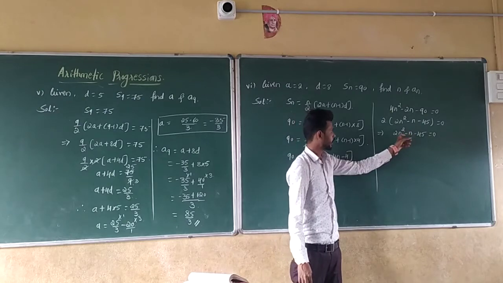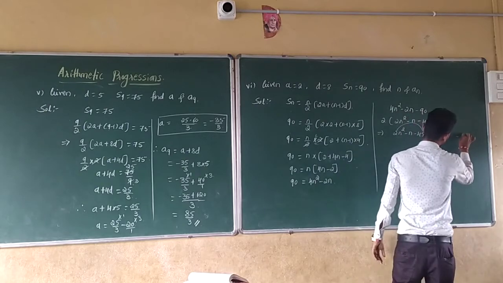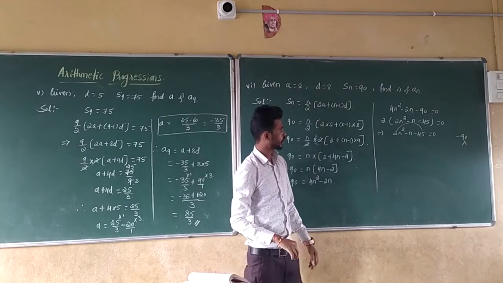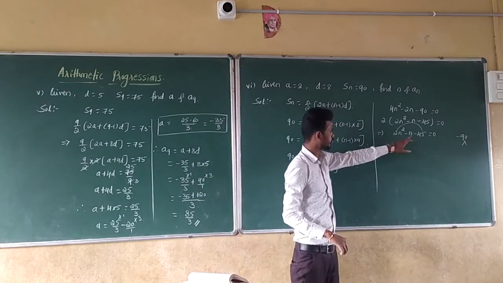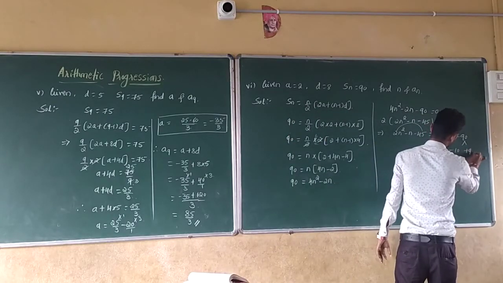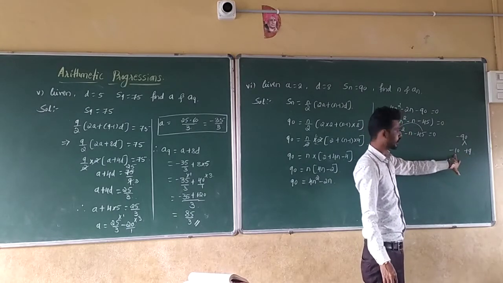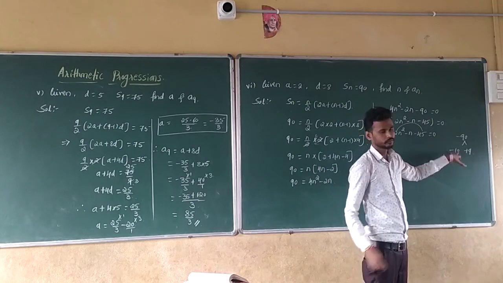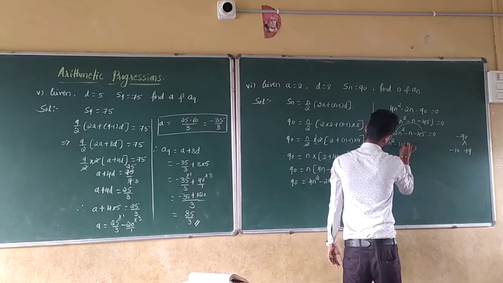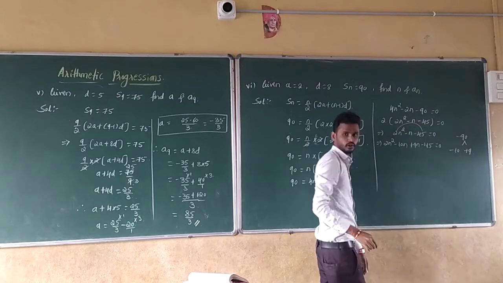So the coefficient of n square is 2. First multiply the coefficient of n square and the constant term. What will you get? Minus 90. Now find two numbers such that if you multiply you get minus 90, and if you subtract you get minus 1. What are the two numbers? That is minus 10 and 9. If you multiply minus 10 into 9 you get minus 90, and if you add you get minus 1. So now solve this: 2n square minus 10n plus 9n minus 45 equals 0.